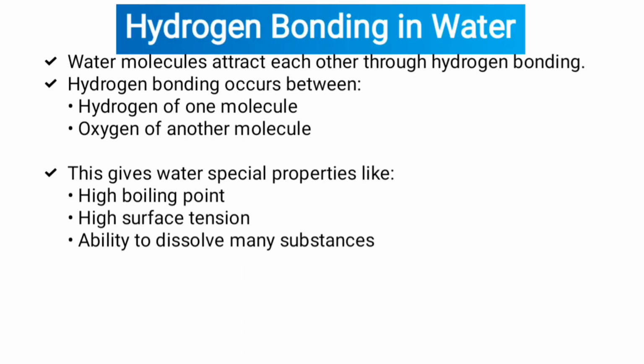Hydrogen bonding in water. Water molecules attract each other through hydrogen bonding. Hydrogen bonding occurs between the hydrogen of one molecule and the oxygen of another molecule. This gives water special properties like high boiling point, high surface tension, and the ability to dissolve many substances.